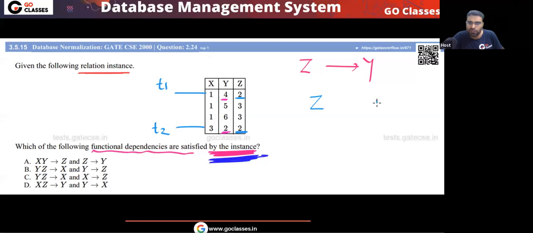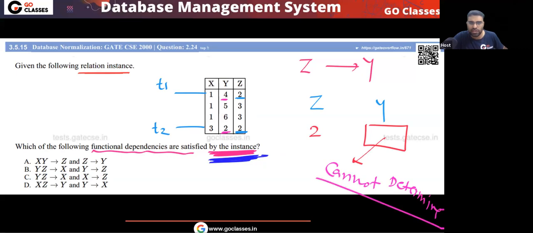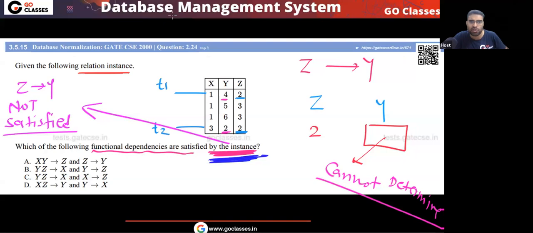Okay. So if I tell you the value of Z, can you determine the value of Y? We cannot determine. So by this instance, I can say this does not hold. Not satisfied. This instance will not satisfy this.